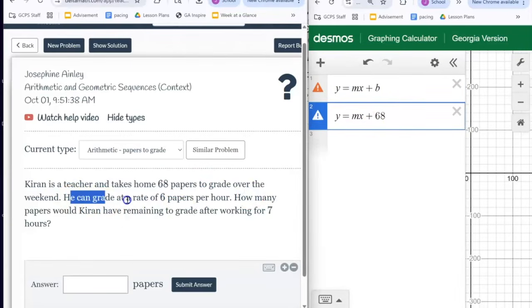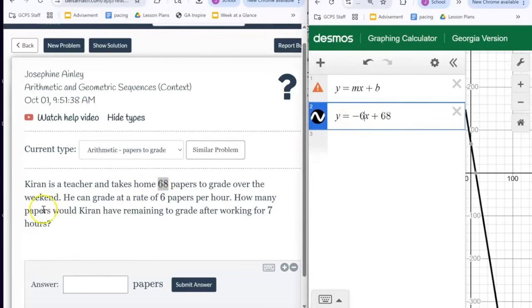All right, she can grade at a rate of 6 papers per hour. That means every hour she's grading 6 papers. Hour 1, 6 papers. Hour 2, 6 papers. As she's grading these 6 papers, that's the number that keeps happening. What's happening to the total number of papers? Is it going up or going down? Well, as she's grading, she then has less to grade. So this one will be a -6.